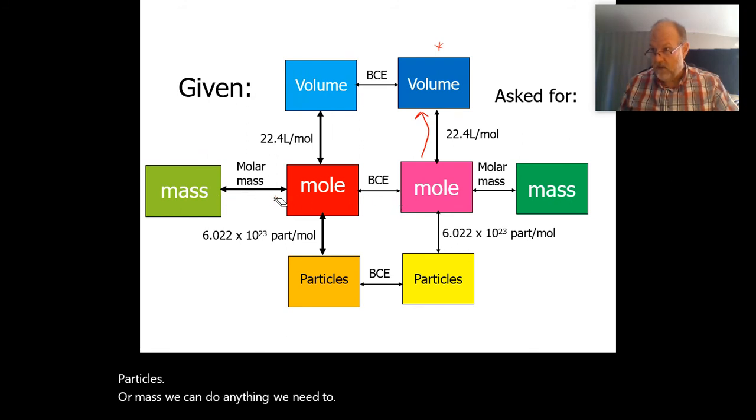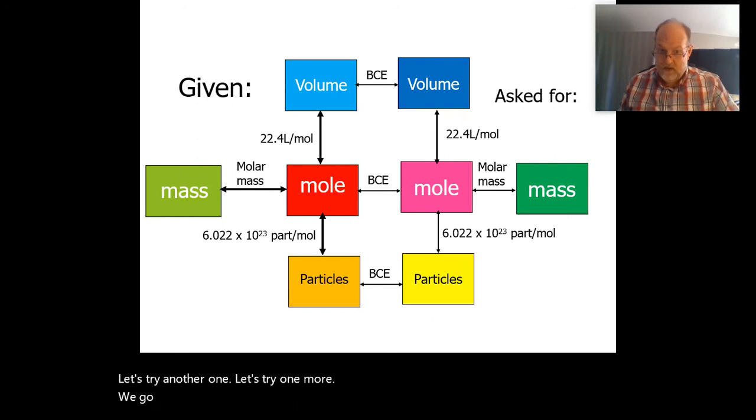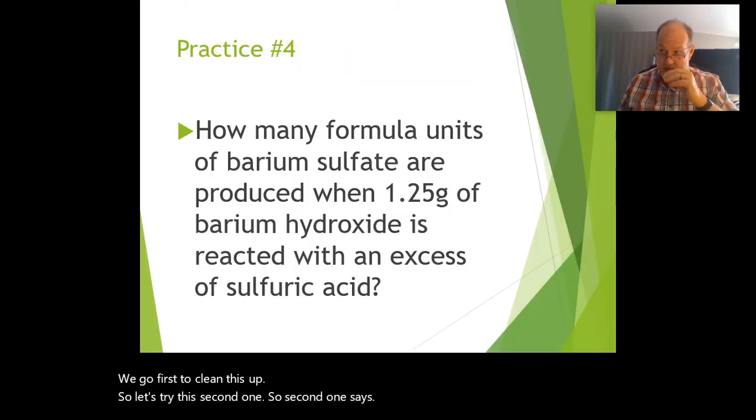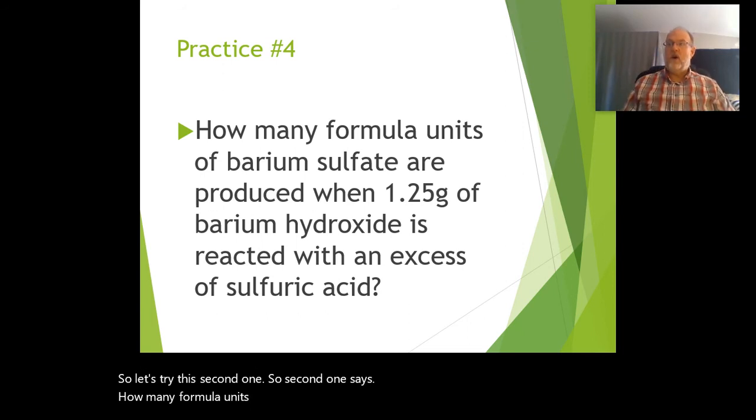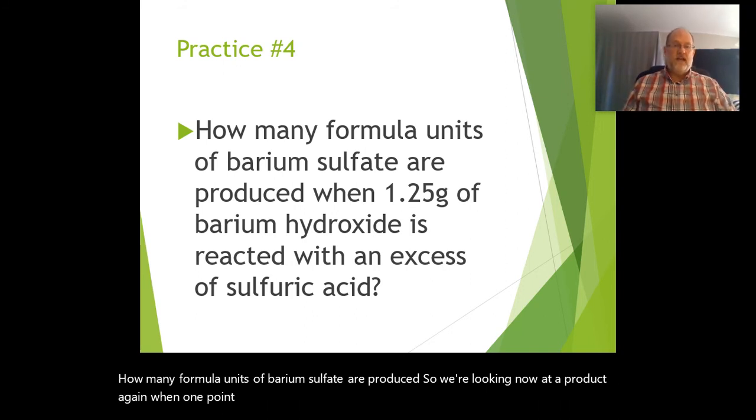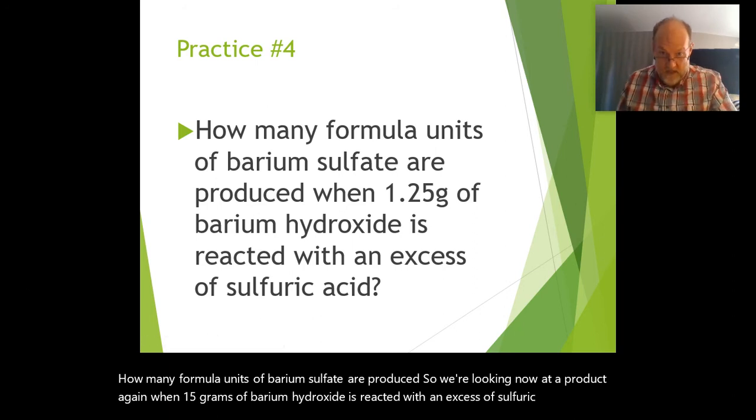Okay, so let's try another one. Let's try one more. First I'm going to clean this up. So let's try the second one. The second one says, how many formula units of barium sulfate are produced? So we're looking now at a product again, when 1.5 grams of barium hydroxide is reacted with an excess of sulfuric acid. So we need a plan.